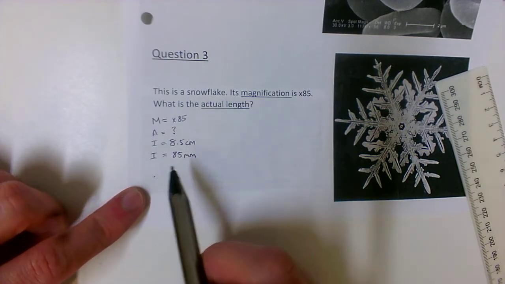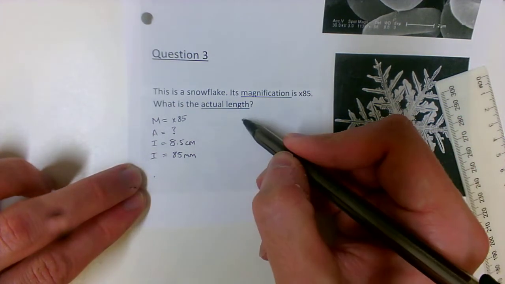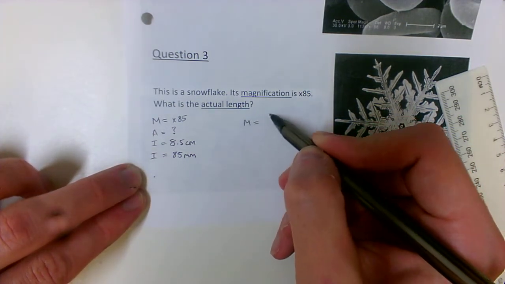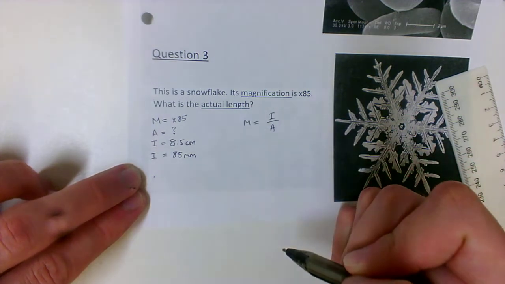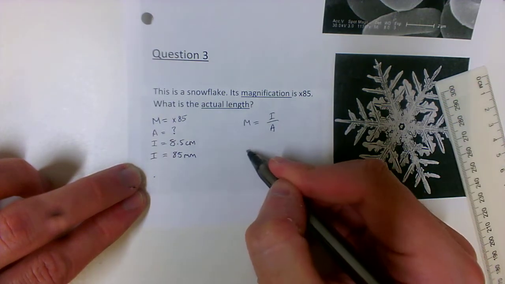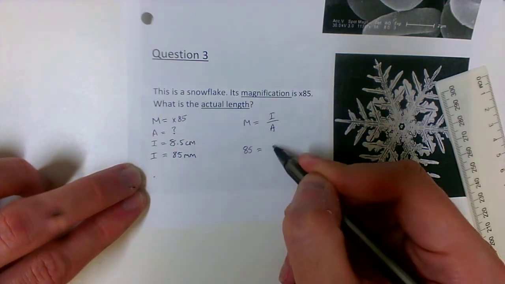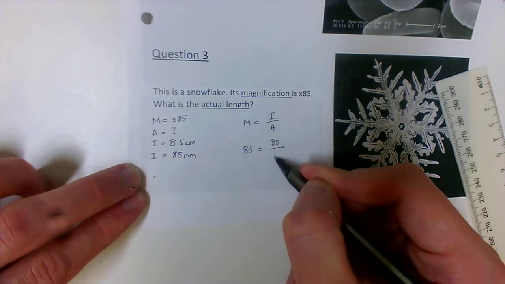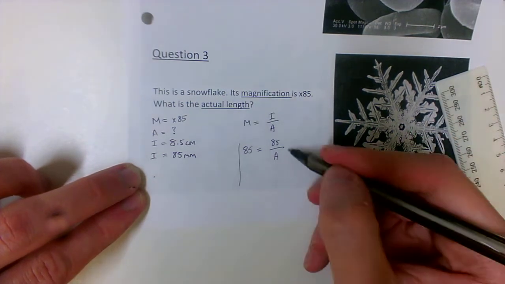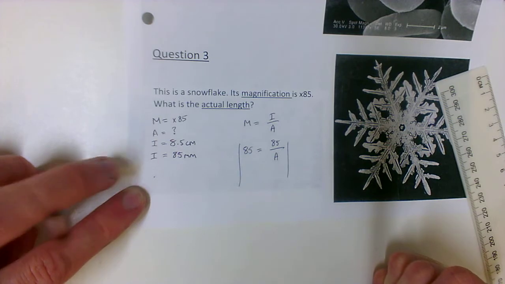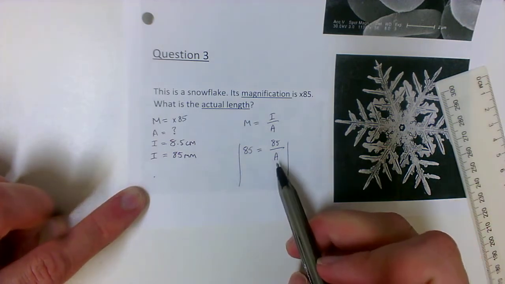Right, second step is to write the equation that you know. Third step, fill in the numbers. 85 equals 85 millimeters divided by A. Now rearrange to make A the subject. That means I want A by itself.